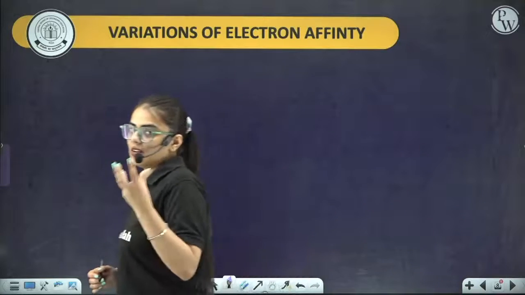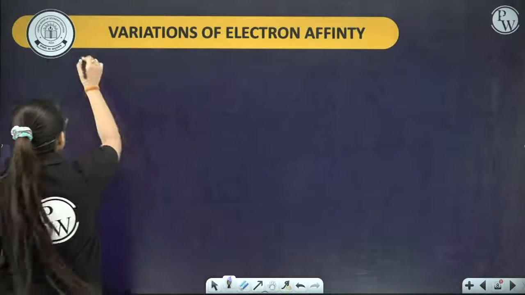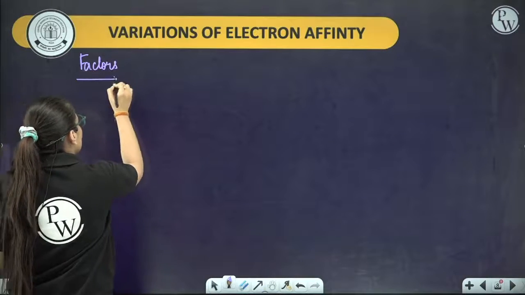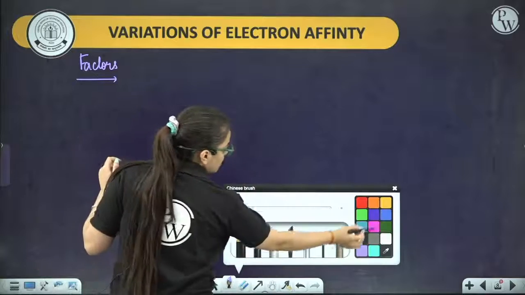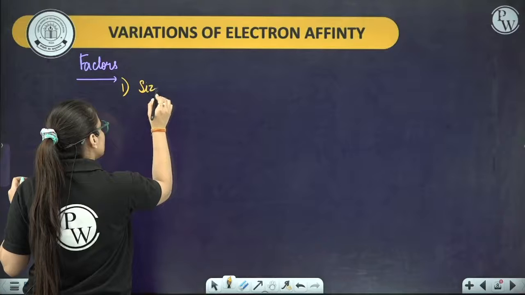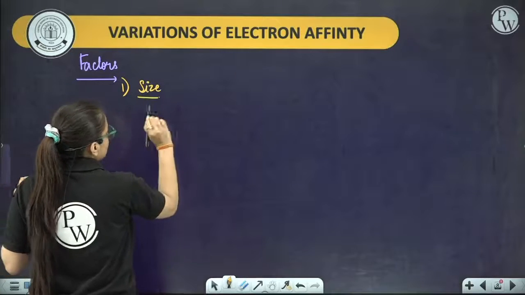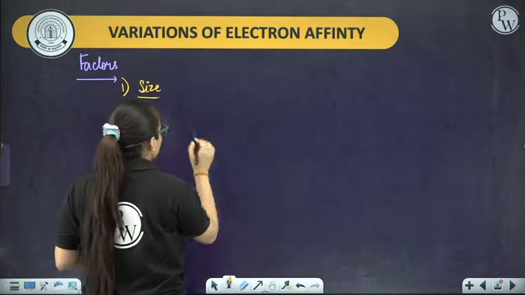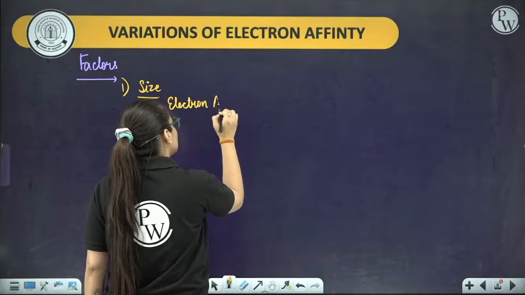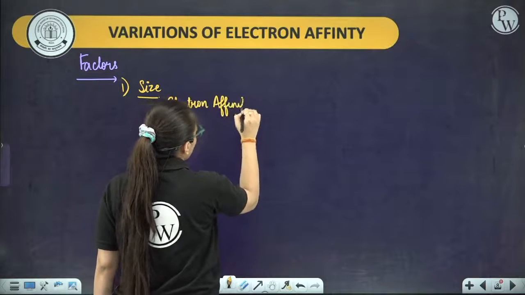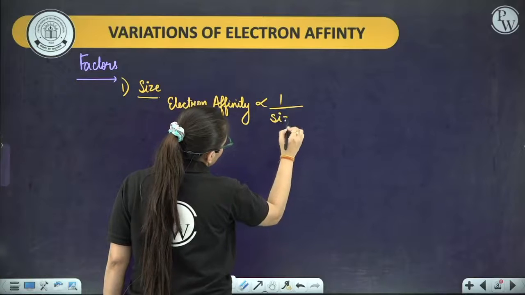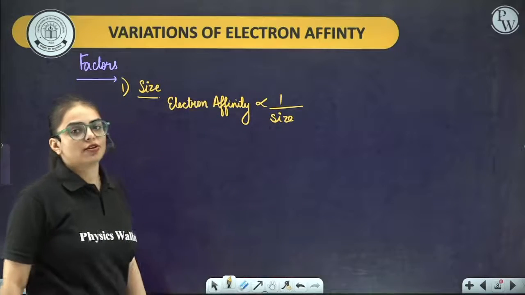Now on what factors does electron affinity depend? First of all, let us discuss the factors on which it depends. So the very first factor among them is going to be the size. When I am talking with regard to size, electron affinity is inversely proportional to size. If size will increase, electron affinity will decrease.